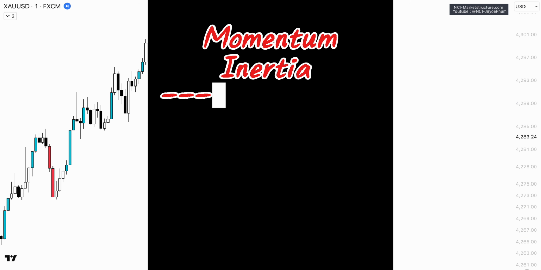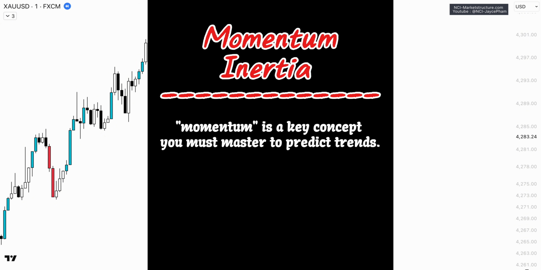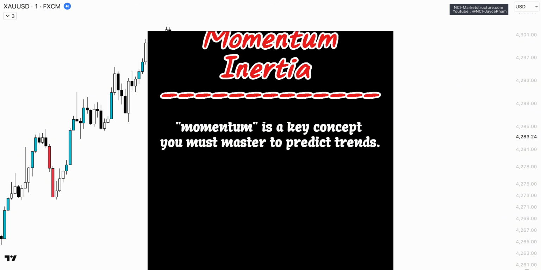All moving objects possess inertia, and a speeding vehicle is no exception. Bringing it to a halt requires deceleration. Prices operate in much the same way. Momentum is a key concept you must master to predict trends.